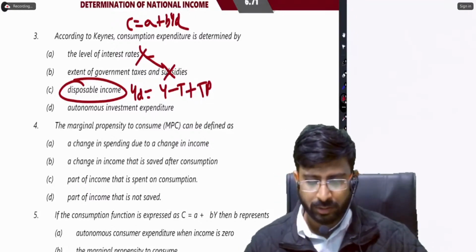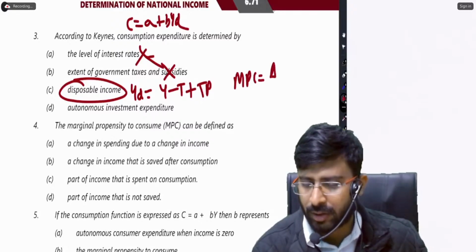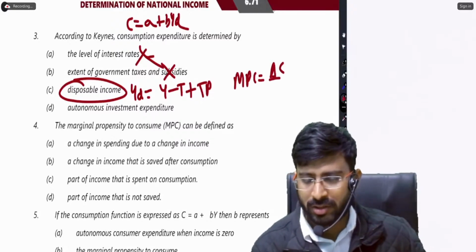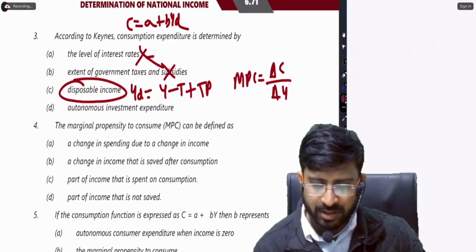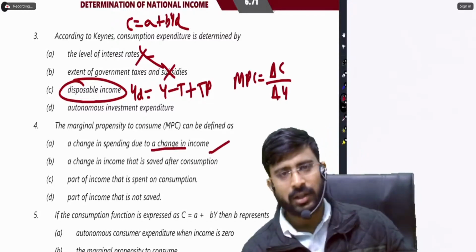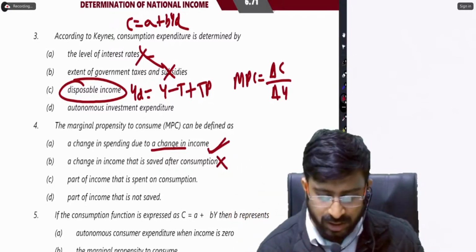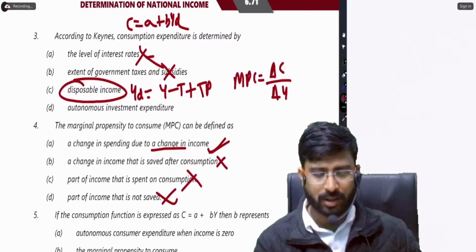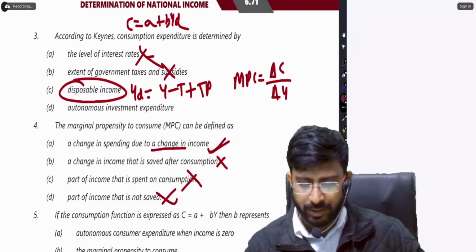Very good. MPC can be defined as, see, change in consumption by change in income, a change in spending due to change in income. यही तो ठीक लग रहा है. It seems okay. Let's see what else. A change in income, profit. No, no, no, no. Part of income. No, no, no. Correct. Incorrect.